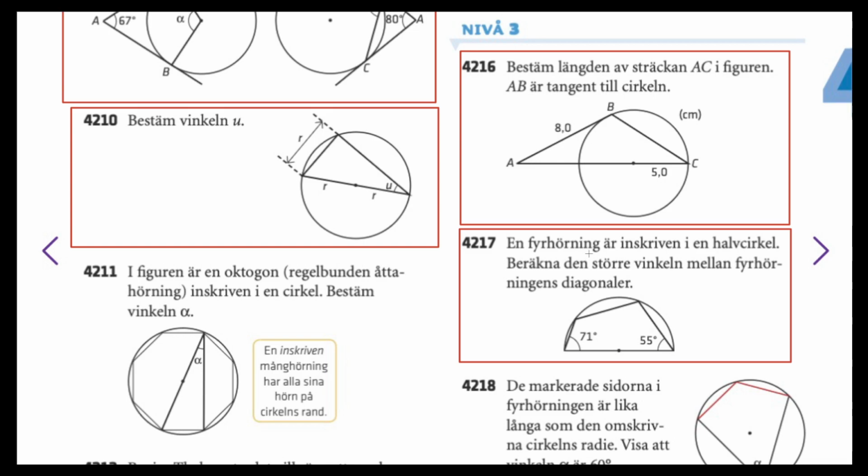We have a quadrilateral. Inscriven here means in English inscribed. Okay, inscribed means the vertices are on the circle. We are supposed to find the biggest angle of this quadrilateral. Yes, oh, between the diagonals, sorry, we want to find the bigger angle between diagonals of a quadrilateral.